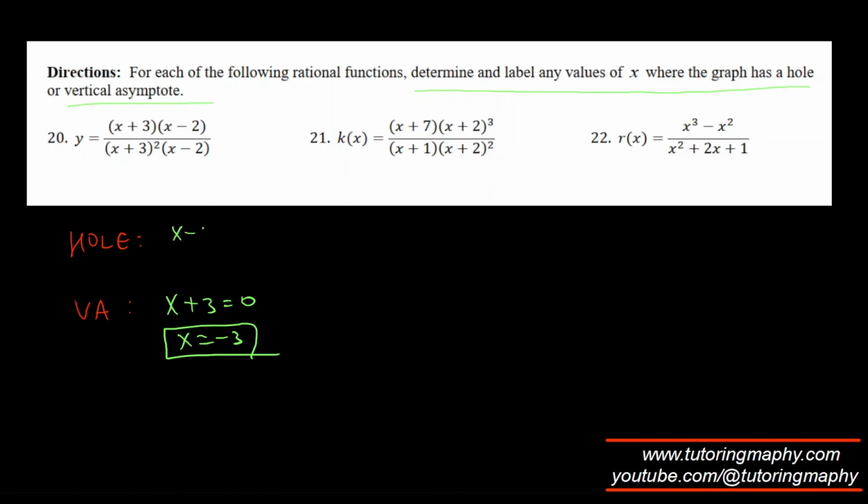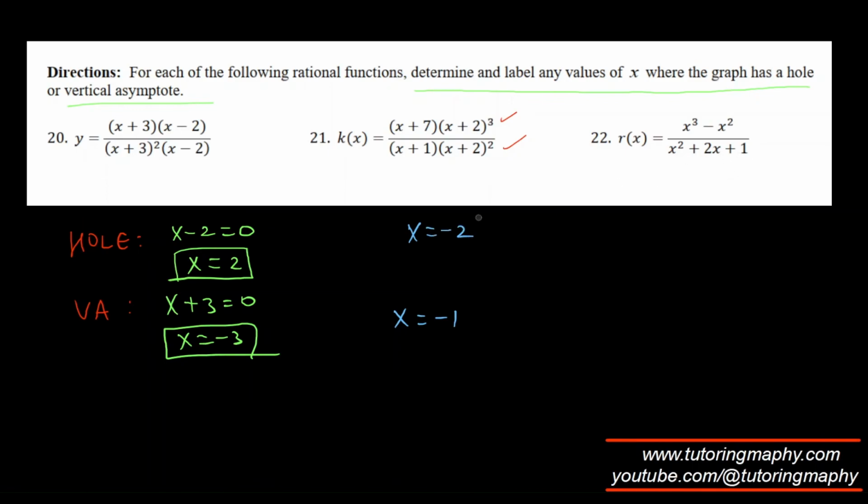And for the hole, I can definitely show this step. What I did is I just set x minus 2 to 0. So I concluded that x is equal to 2. Likewise, over here, x plus 1 is clearly a VA because there is no factor on the top. So x equal to negative 1, that's what I have. And x plus 2 is a hole because the degree of the numerator is more than the denominator. That's the condition for a hole. So I will say x equal to negative 2.